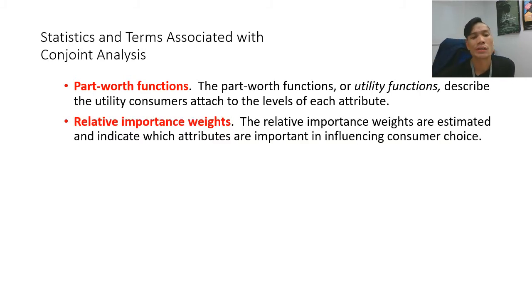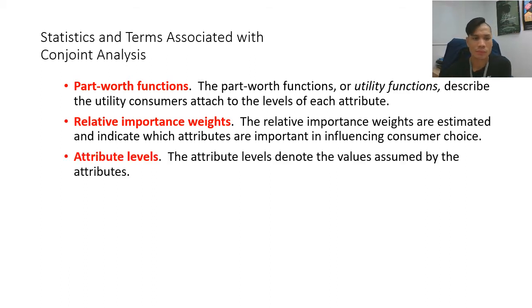Next is relative importance weights. Relative importance weights are placed on the attributes themselves: color, design, price. So I get to find out which one I place more importance on. Do I place more importance on color, or price, or even on the design? Then there's the attribute levels.